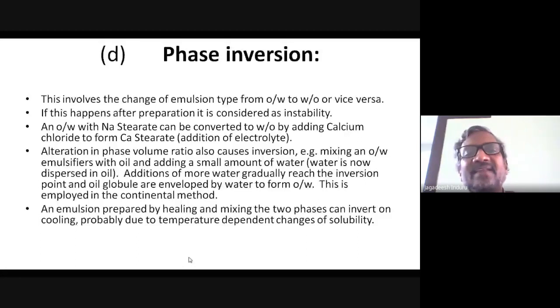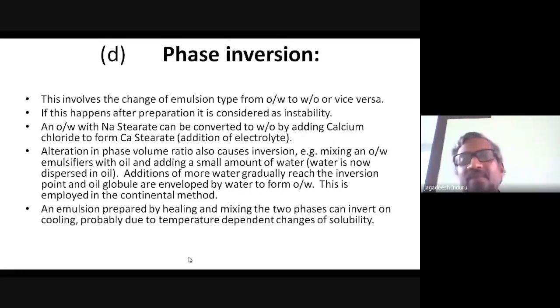But when you do the same phase inversion during manufacturing itself, intentionally inverting the phase, the emulsion will be more stable. We need to employ that not during storage, but during manufacture. Phase inversion will then have a beneficial effect.